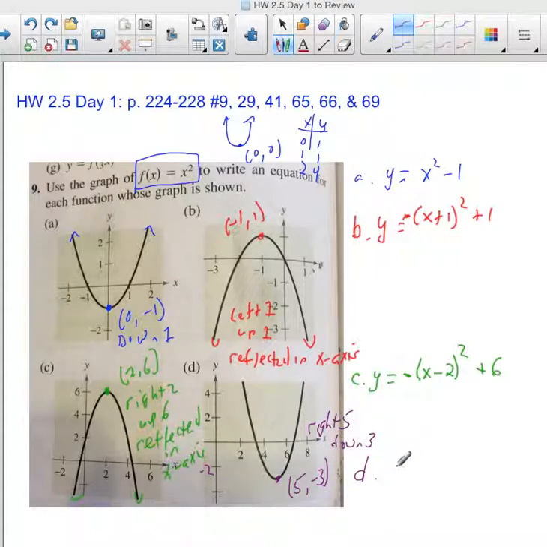So to write the equation for this function, I would write y equals, to go right 5, I replace x with x minus 5 in my original function, which was x squared. To go down 3, I subtract 3.